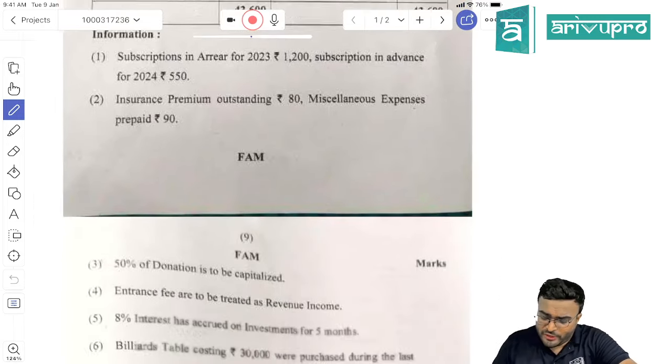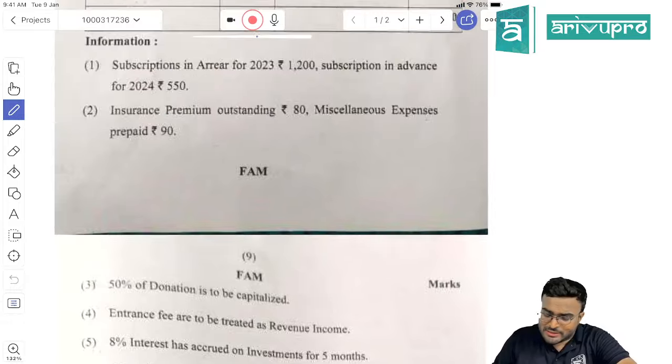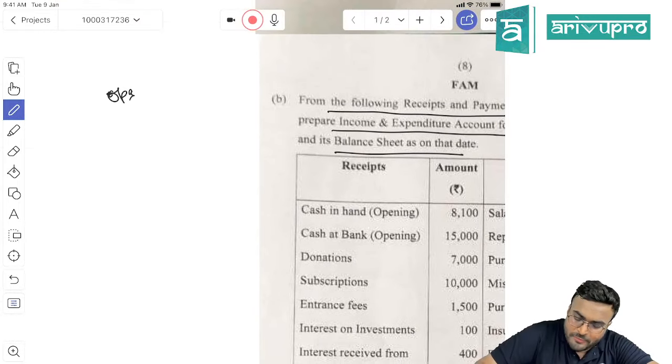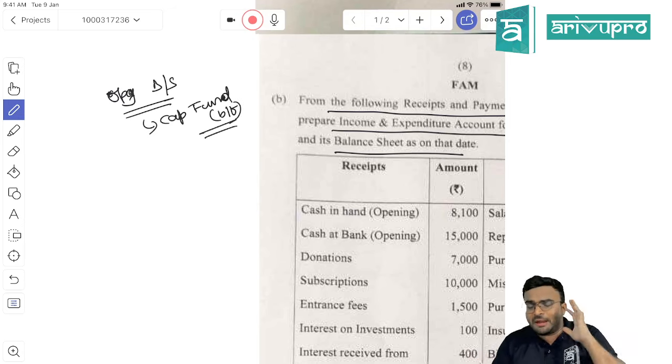Here, understand this. By default, you will have to prepare the opening balance sheet also. Opening balance sheet you need. Why do you need this? To find the capital fund. Capital fund will be the balancing figure. You need the opening balance sheet, and you'll get the capital fund.